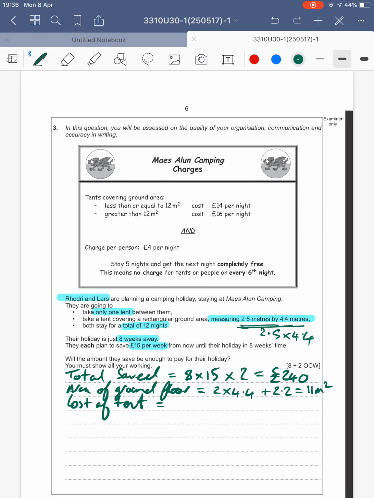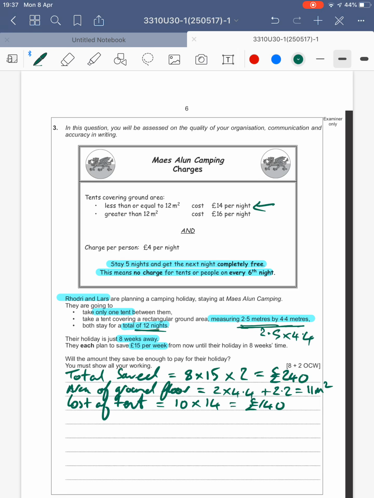So we can see now that it says here that if it's less than or equal to 12 meters squared, it's going to be £14 per night. So we're going to be paying £14 per night. But you need to be careful because it also says at the bottom here that if you stay 5 nights, you get the extra night completely free. So this means no charge for tents or people on every 6th night. So even though we're going for 12 nights, we're only actually going to be paying for 10. So the cost of the tent is going to be 10 lots of £14, which is going to be £140.